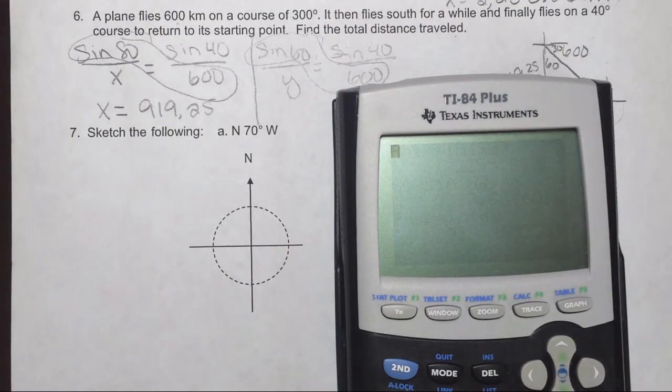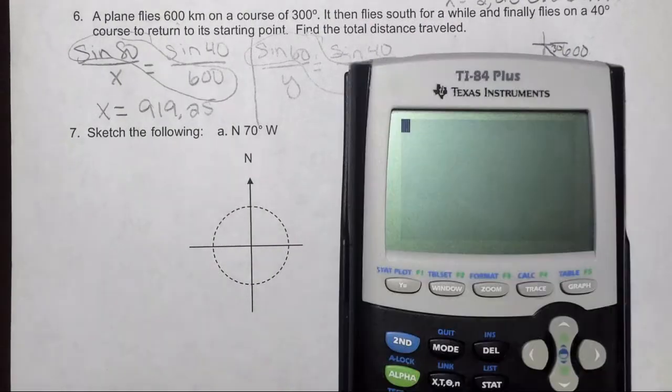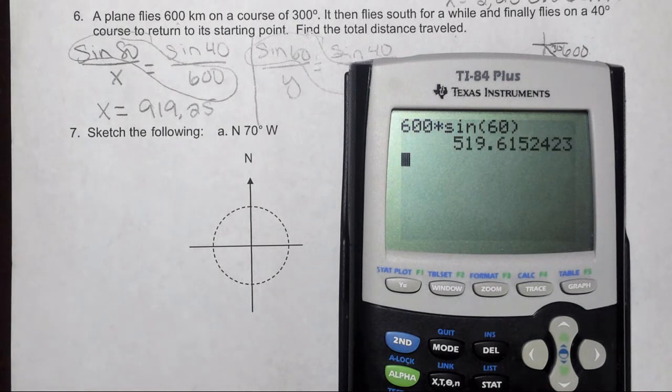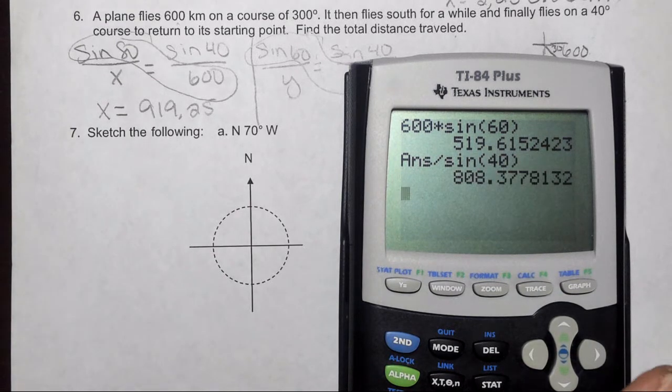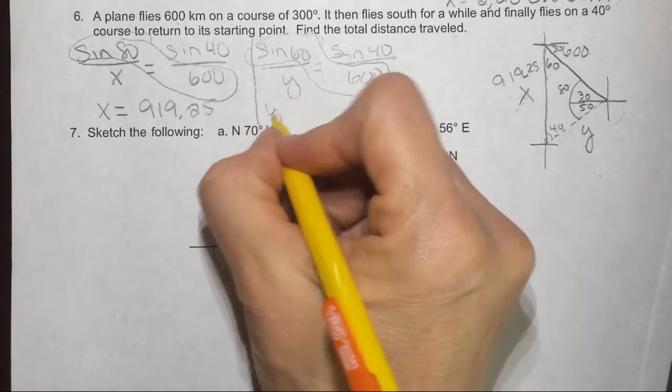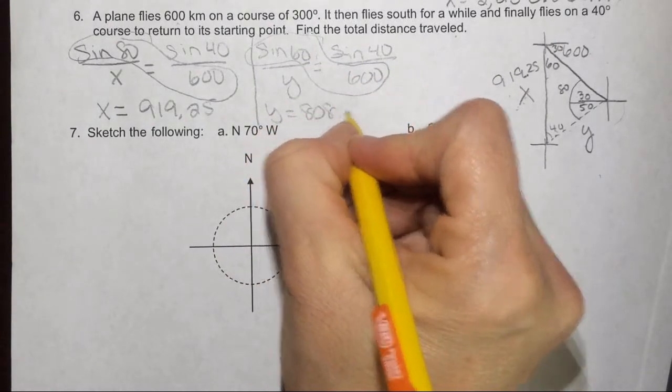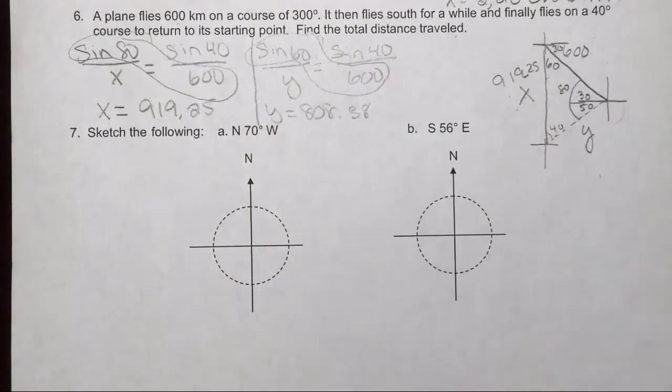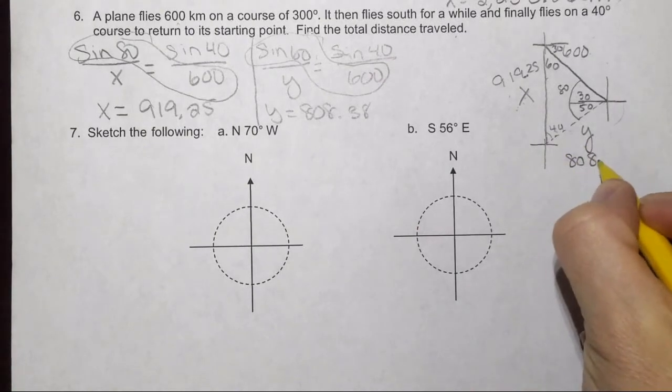So we're going to do it again. We're going to have 600 times sine of 60, enter, divided by sine of 40, the one I haven't used yet. And we get 808.38. So Y is 808.38. And that shows over here on this side of the triangle.